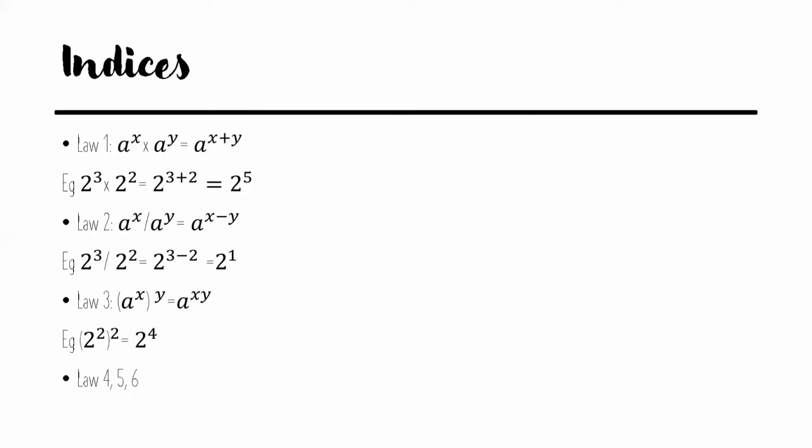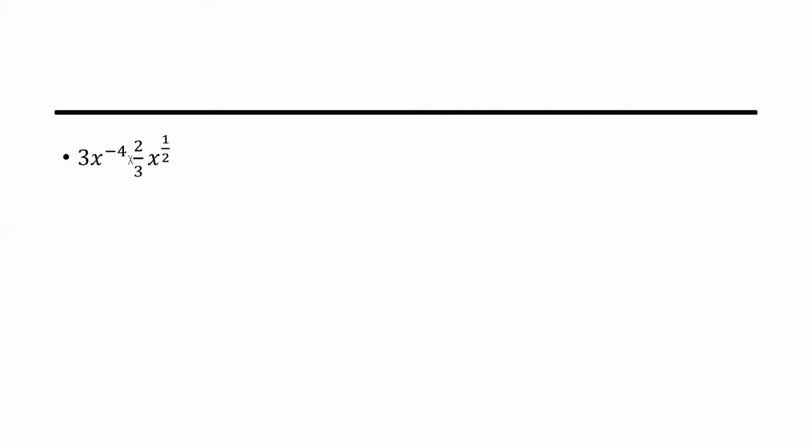And laws 4, 5, and 6 we did at the start. Law 4 states that anything to the power of 0 is 1. Law 5 states that anything to the power -1 goes in the denominator. And law 6 is such that when you have different bases but they both have the same power, you take the power common. For example, if you have x to the power a times z to the power a, same indices, different bases, that becomes xz whole to the power a.